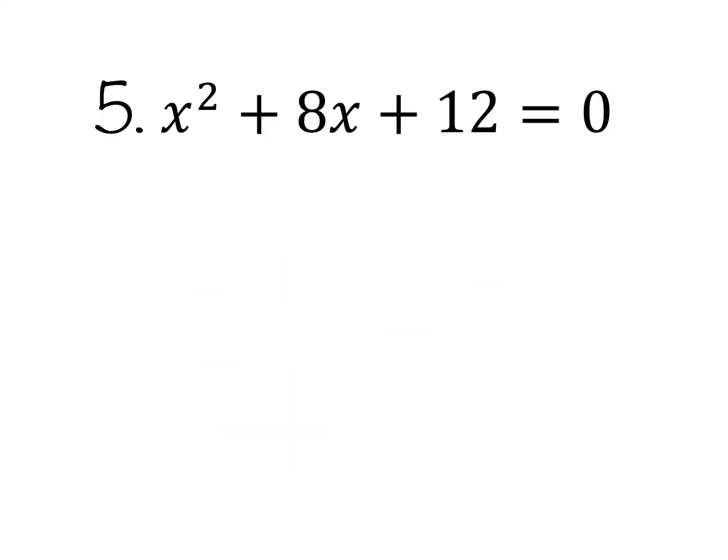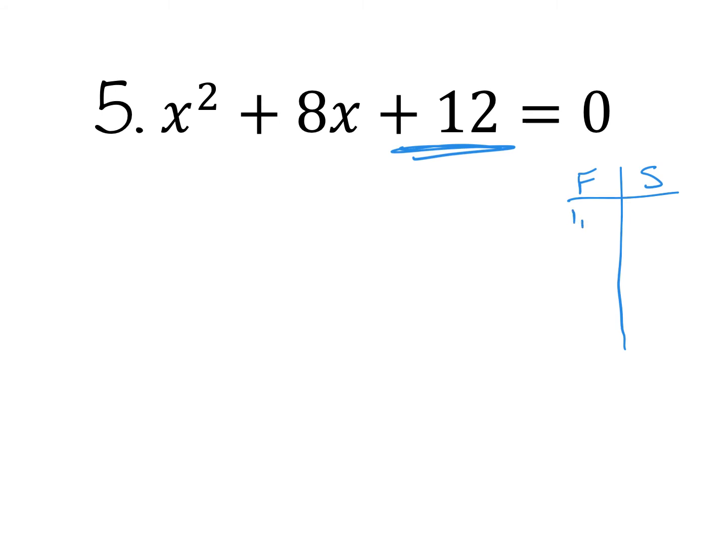Okay, the next one we'll do together is number 5. So first we're going to check, is it set equal to 0? It is. So now we're going to factor. Hopefully you recognize this as an easy trinomial because it's just x squared in front. So let's brainstorm our factors of positive 12. And we want to find the 2 factors that add to positive 8.